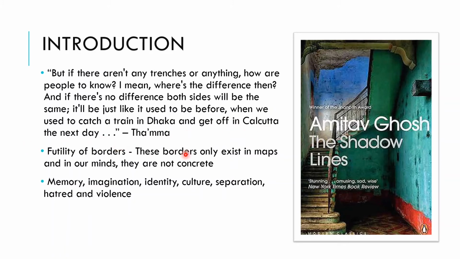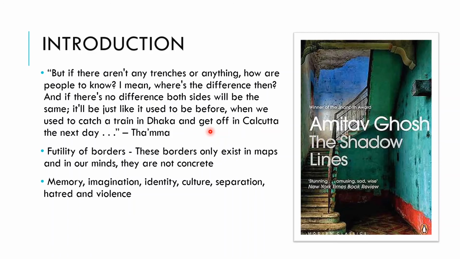So, there is this character from the novel, Thamma, who is the narrator's grandmother. And when she's on a plane, she fails to detect any clear border. She imagined that because of the partition, she would be able to see concrete borders between India and Pakistan. But she is on a plane, she looks down, she is searching for those borders that are separating these two countries, but she does not find anything like that.